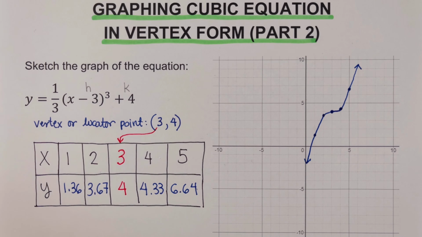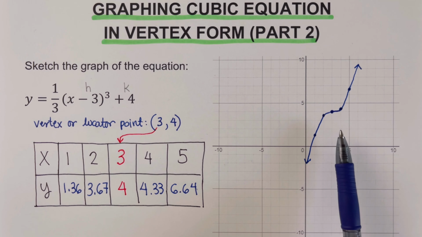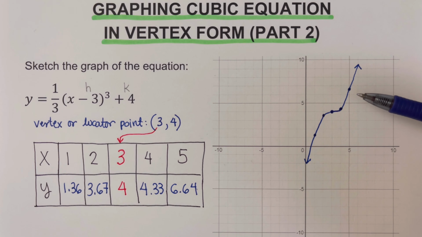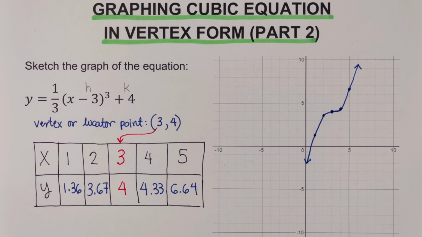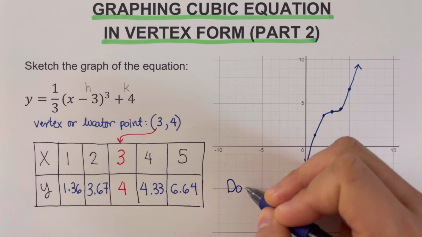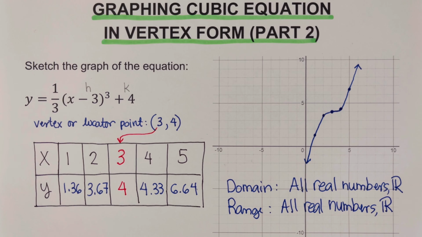Now, please notice that this graph is going to go all the way to the right to infinity and all the way to the left towards infinity. And at the same time, this is going to go up to infinity and go down to infinity. This tells us that both the domain and range for this graph would be all real numbers. So I'm going to go ahead and write it down here. Now, let's move on to the next example.